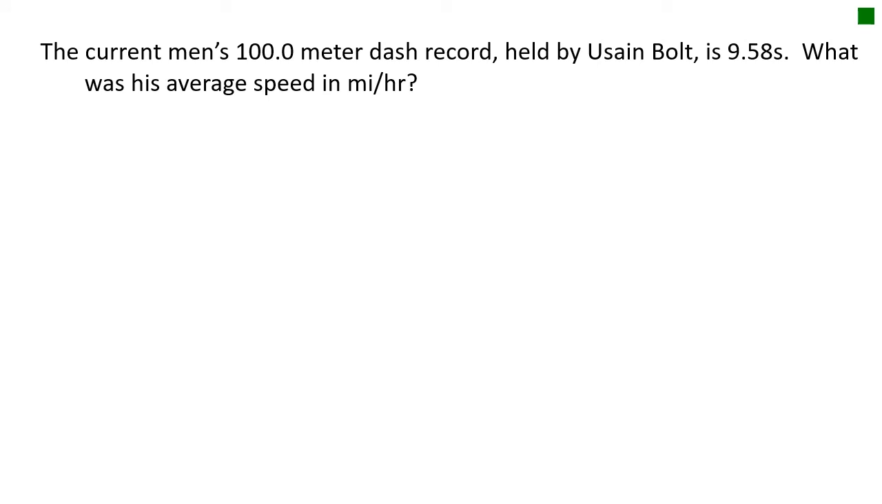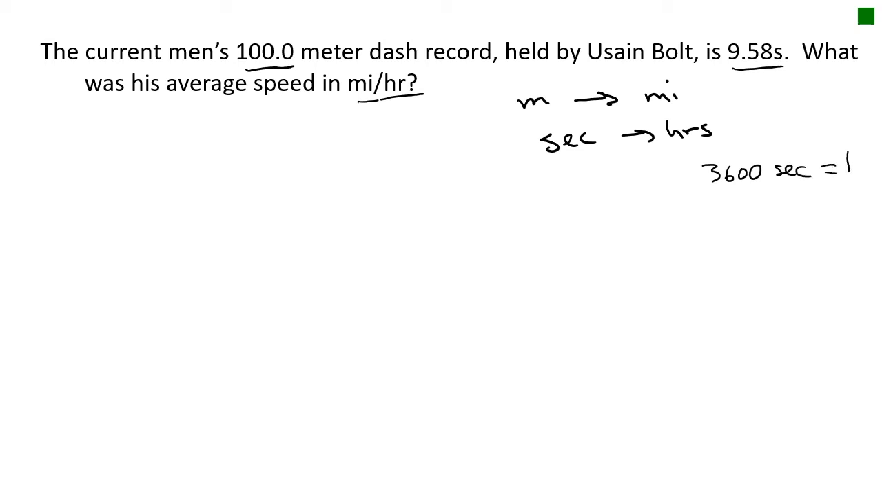If we have Usain Bolt running 100 meters in 9.58 seconds, let's convert his speed into miles per hour. So we're going to have to go from meters into miles, and we're going to have to go from seconds into hours, so we're going to need some conversions. There are 3,600 seconds in 1 hour. And then from meters to miles, let's see what we know. Well, we can look up that there's 1.609 kilometers in 1 mile.